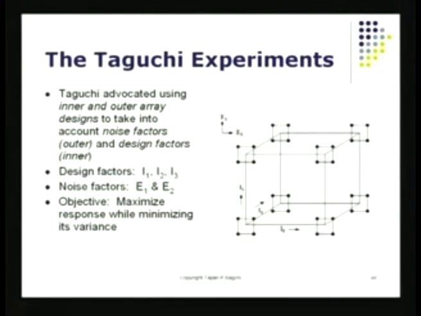To find that, in the case of the matrix design, I construct 8 prototypes. I've got prototype 1, prototype 2, prototype 3, prototype 4. These are 4 prototypes built by changing I1 and I2. Then I change I3 also, and I produce 4 more prototypes. In all, I've got 8 prototypes.